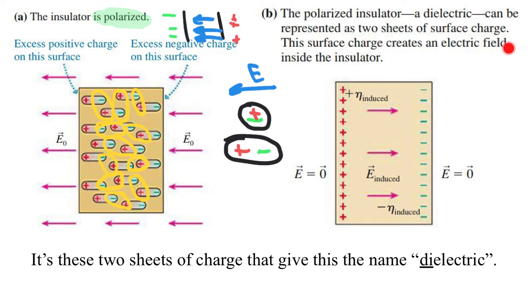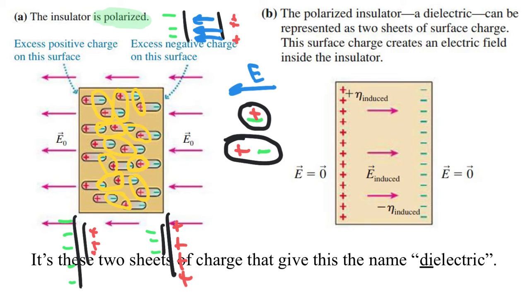And that surface charge creates an electric field inside the insulator. It looks like a capacitor. It looks like we've suddenly created some new capacitor inside our existing capacitor that is positive on this side and negative on this side, inside our actual capacitor, which was positive on this side and negative on this side. Now, again, these are inside the insulator.